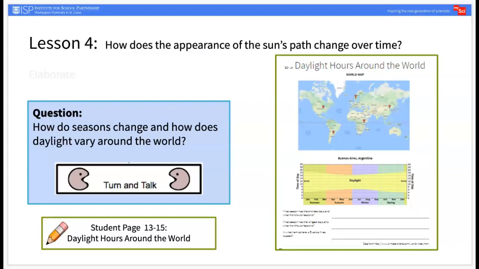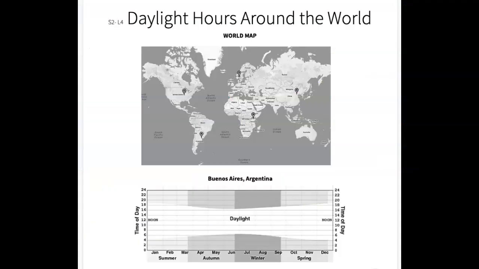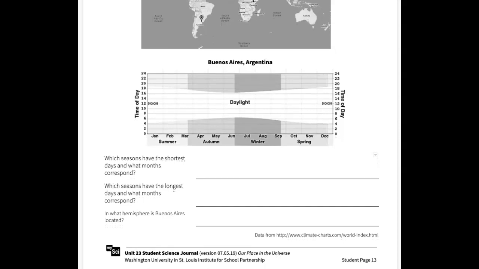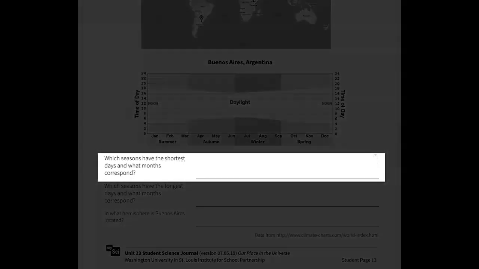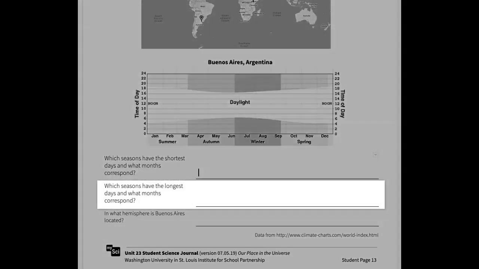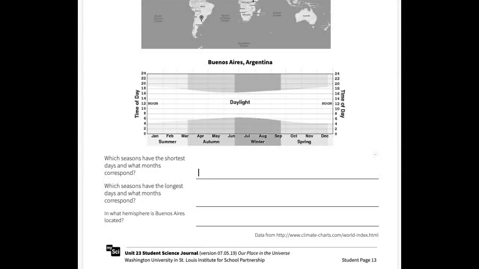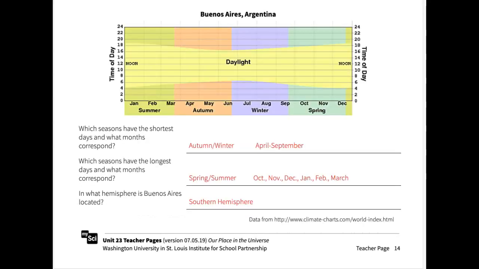In the Elaborate portion of this lesson, you will probe students about how daylight varies throughout the year in various locations on Earth. To answer the question, students will analyze and interpret graphical data in their student journal. They will observe each graph and determine what seasons have the shortest days and what months correspond, what seasons have the longest days and what months correspond, and in which hemisphere the city is located. They will compare the data to determine any patterns that are occurring and consider why.